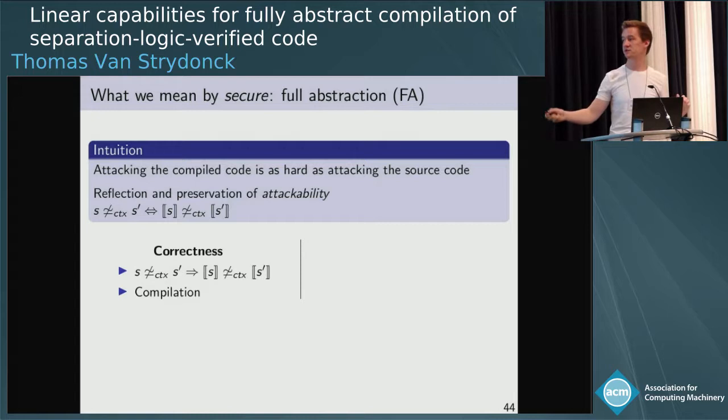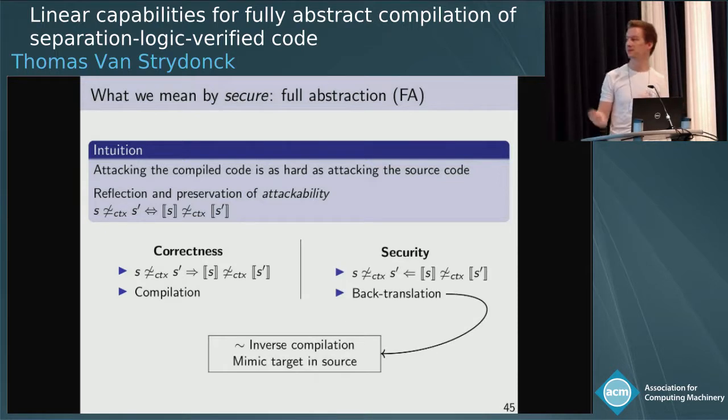The first one is correctness, which is kind of like a sanity check on your compiler. It states that if there is an attack on the source level, there should also be an attack on the target level, and we can just prove this using our compiler. Now, for the opposite direction, which is called security, this states that if there is an attack on code in the target language, there should have already been an attack in the source language, which is exactly where this intuition comes from.